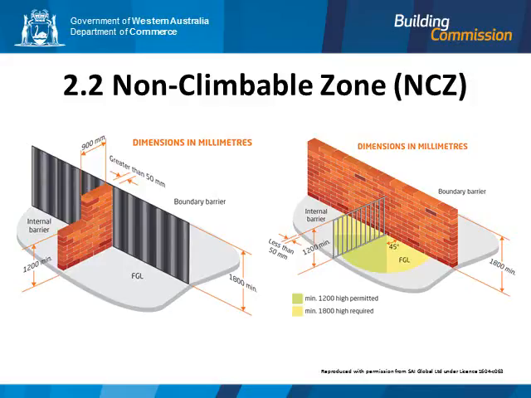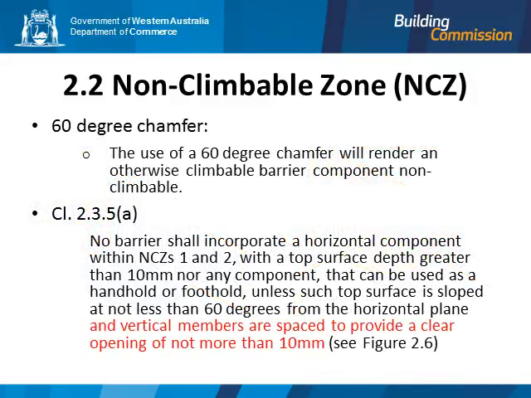If it is located within 45 degrees of the boundary barrier, it is to be at least 1.8 metres in height. Where a barrier has a component that may provide a handhold or foothold and it is within a non-climbable zone, a 60-degree chamfer may be used to make it unclimbable. This only applies where the barrier is solid or where the gap between the verticals is 10 mm or less.